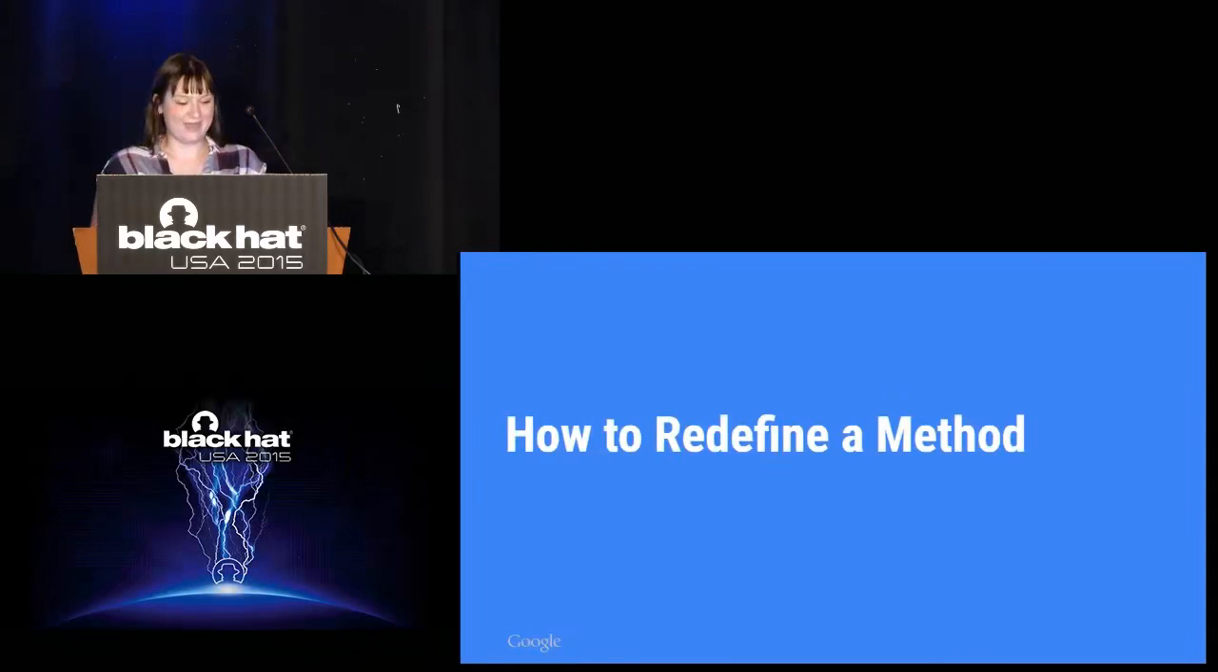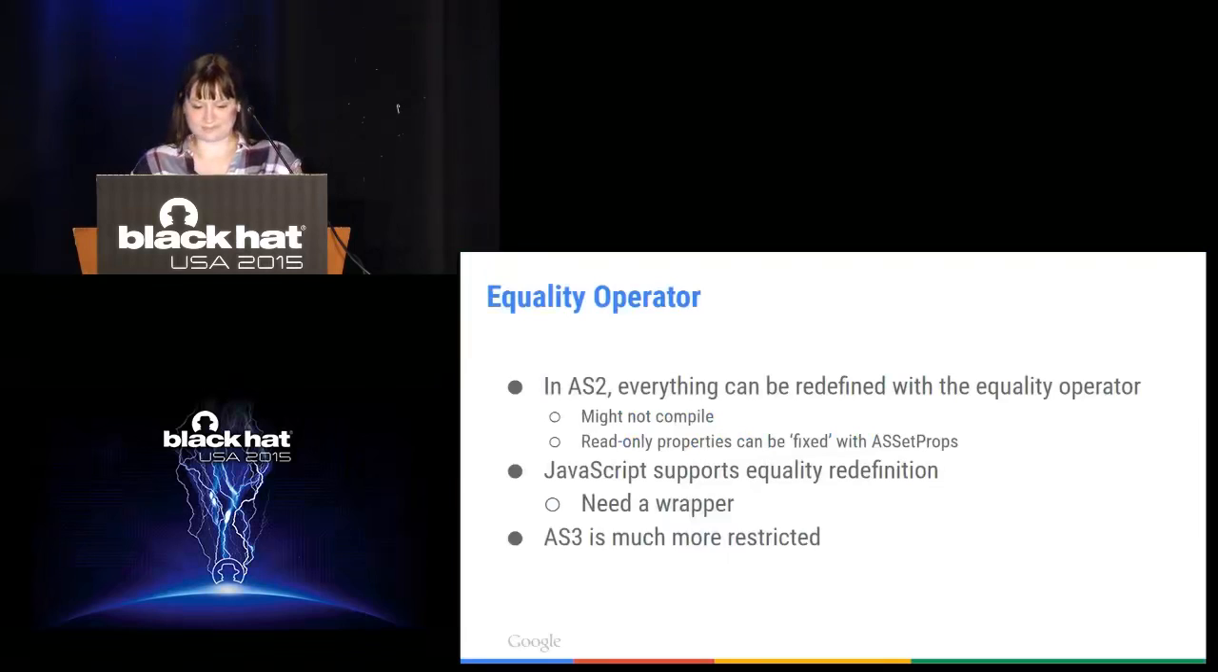So how do you actually redefine a method? The most simple way is using the equality operator. And this is the easiest in ActionScript 2. In ActionScript 2, everything can be redefined as everything. There's no guarantee this will compile. Sometimes you have to write the bytecode by hand. And sometimes there's read-only properties, so you have to fix them using this method called ASSetProps. But in ActionScript 2, anything can be defined with anything. JavaScript is basically the same.